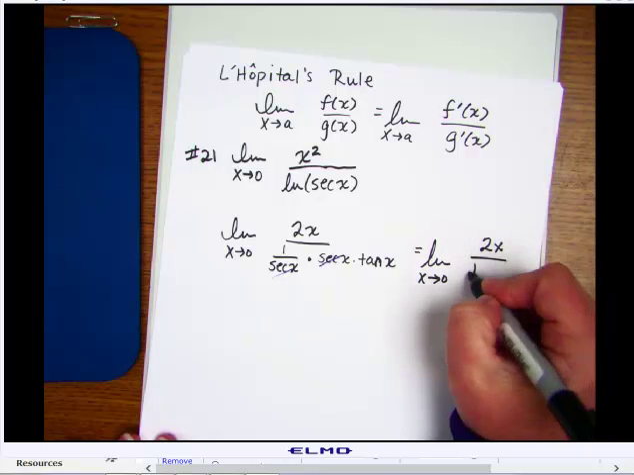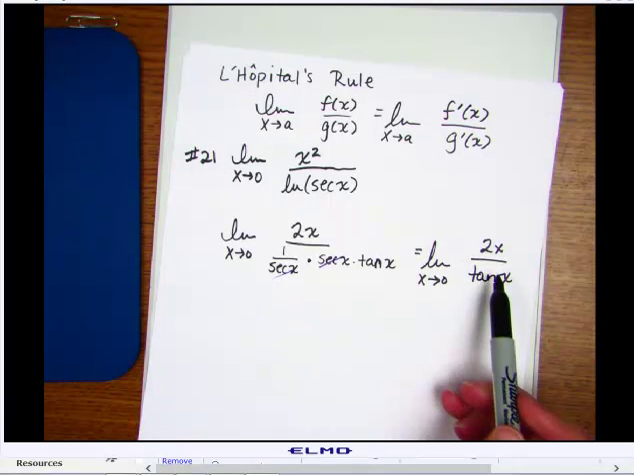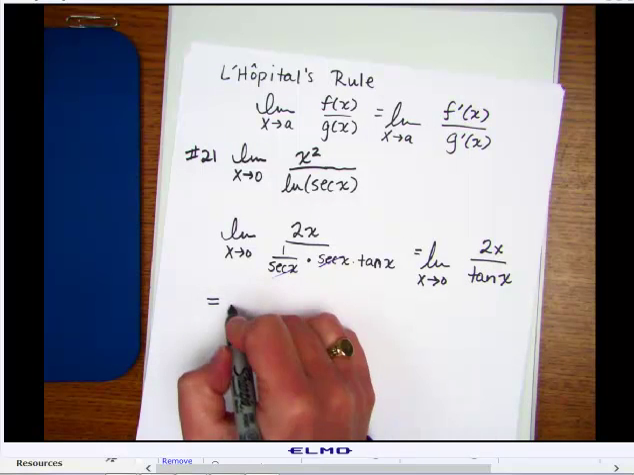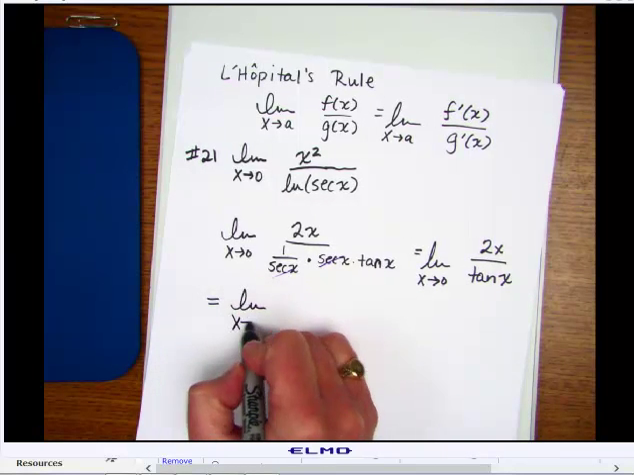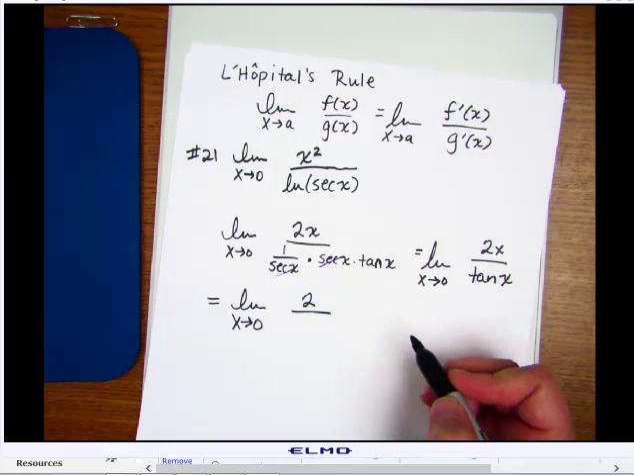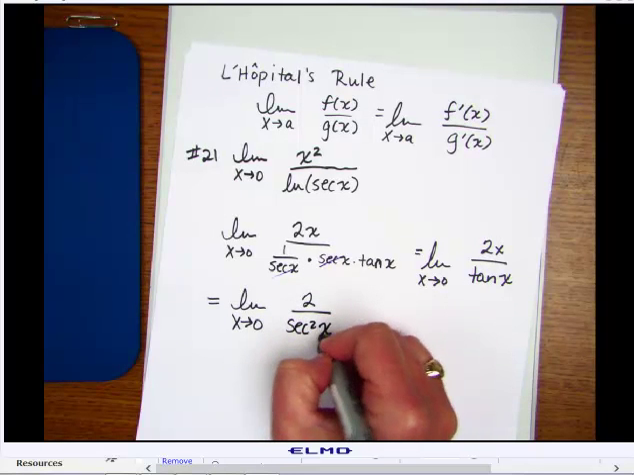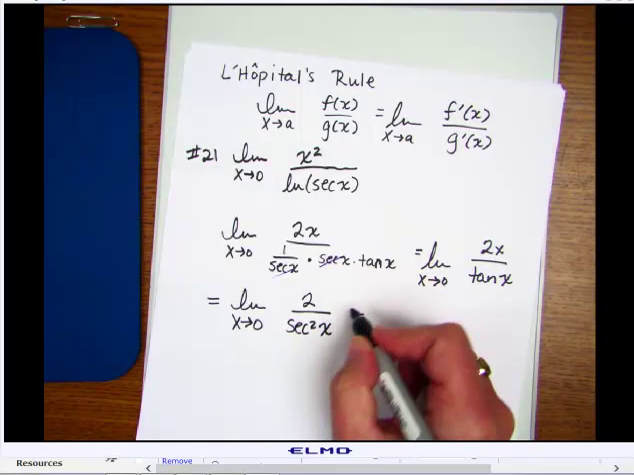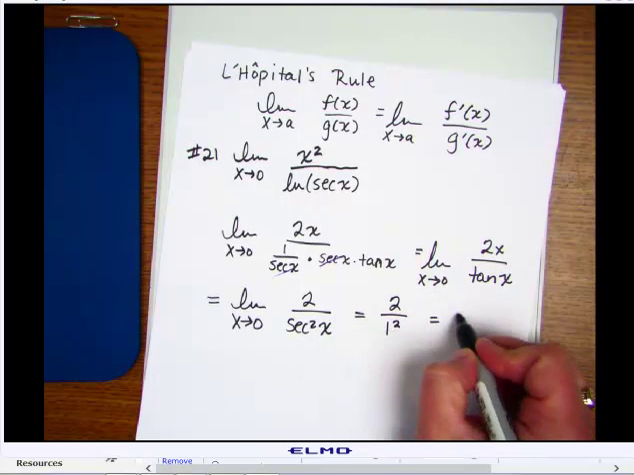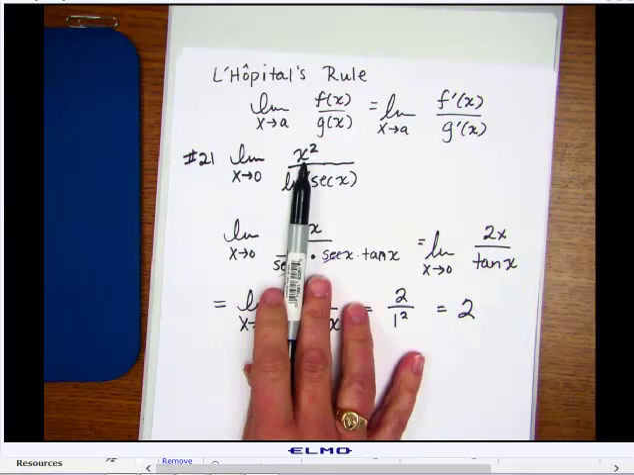of 2x over tangent x. Okay, again, if I plug in 0, I get 0 over 0, so we're going to apply the rule again. Okay, I get a 2 in the numerator. The derivative of tangent of x is secant squared x. But now, if I plug in a 0, here I get a 2, here I get 1 squared, or 1. So the limit as x goes to 0 of this would be 2.